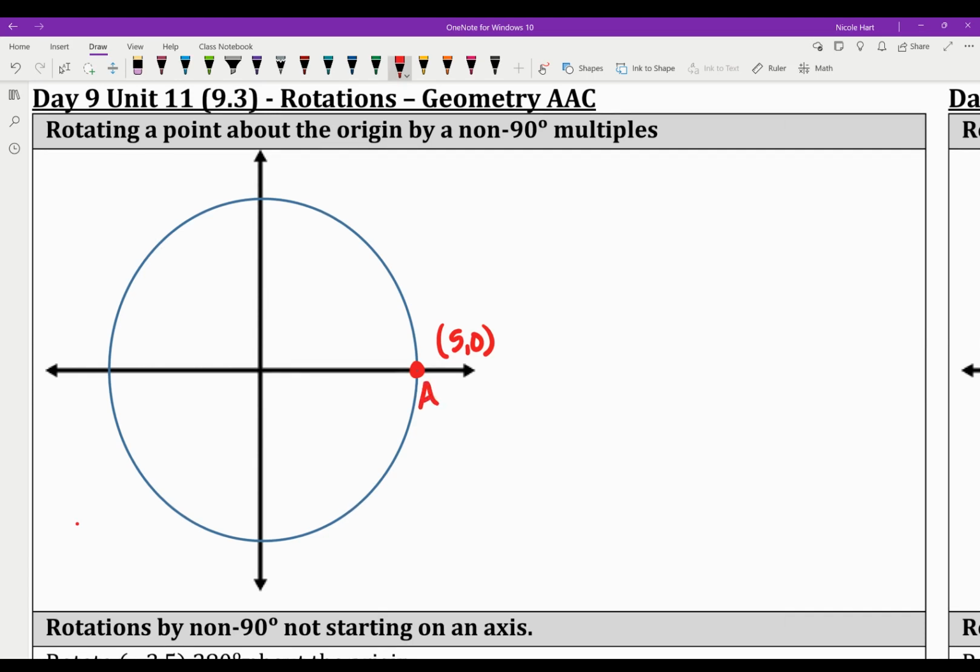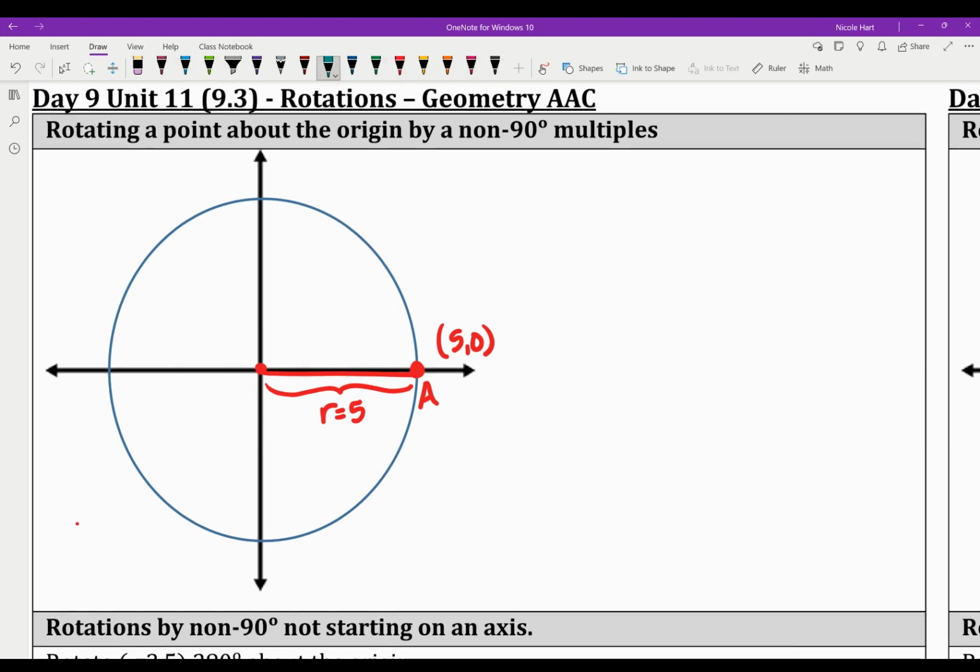And when we are going about the origin, and our point is starting on an axis, so it could be the x-axis or the y-axis, that automatically gives us our radius because our point is going to travel in a circular motion, so it's going to be the same distance from the origin at all times. So from the origin to A, the radius for this problem is 5 units. So as we rotate around the circle, that distance from the origin to the point, no matter where it ends up, should always be 5 units. So for this first problem, we are going to rotate 50 degrees.